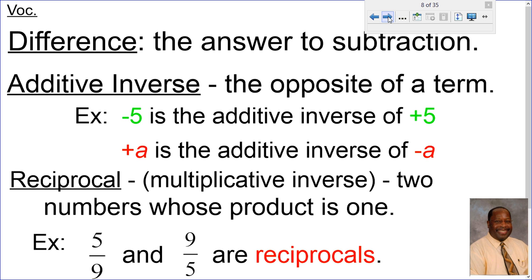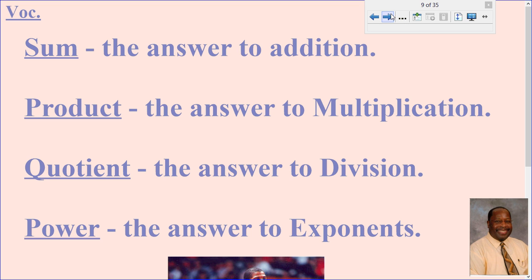So really, what a reciprocal is, if you take a fraction and turn it upside down, together when you multiply them, you get 1. So if you take 5/9 and multiply it by 9/5, you'll get 45/45, which is 1. So those numbers have a product of 1. So reciprocals have a product of 1.